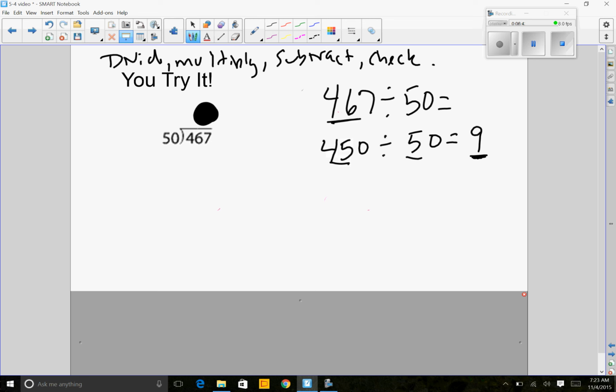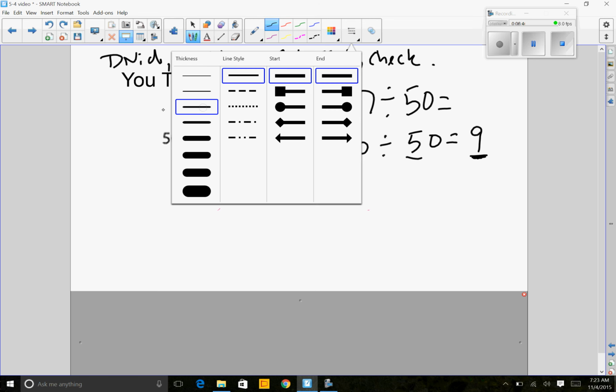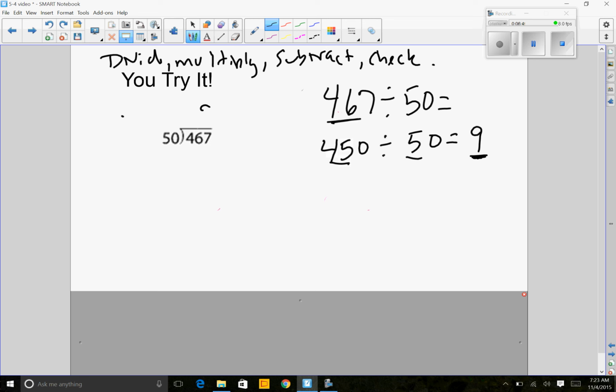Because 8 times 50 would be 400. That would be too low. 10, we can't do 10 times 50 because that would be 500. 500 would be too big. So I'm going to try 9.